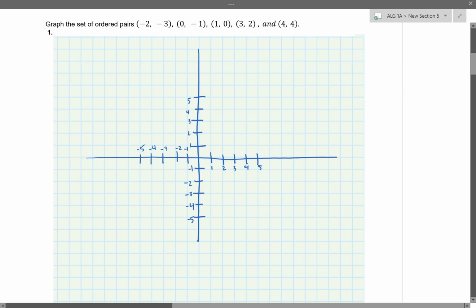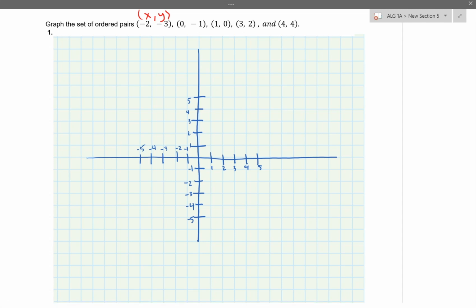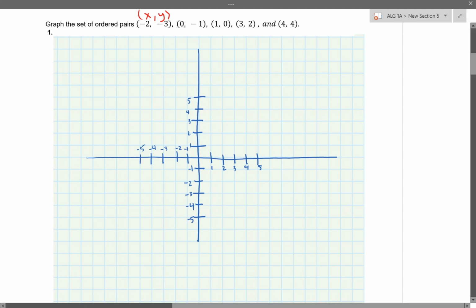Alright, so now I'm going to graph these ordered pairs. So the first one, remember that ordered pairs has an x first and a y second. Ordered pairs are always x first, y second. So the ordered pair is negative 2. Next thing I need to know is what axis goes from left to right. Well, that's my x-axis. And what axis goes top to bottom? And that's my y-axis.